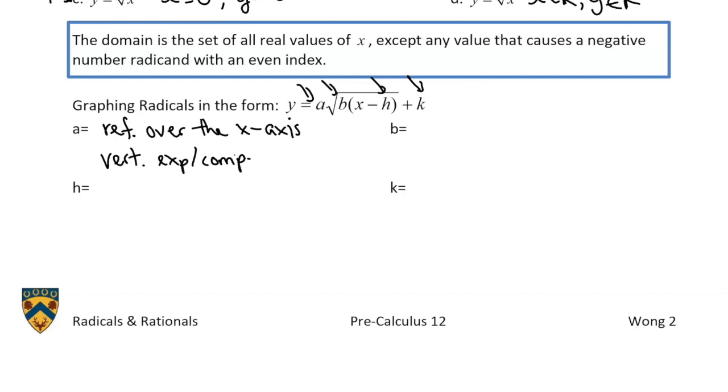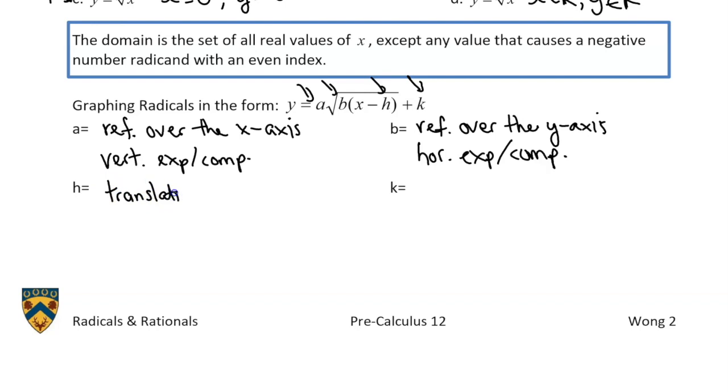Let's go to the b value next. The b value would tell us what's happening if you have any sort of reflection over the y-axis. And then it would also tell us if we have some sort of horizontal expansion or compression. And that's because it's directly connected to the x. The h value is going to be our translation left and right. And then our k value is going to be our translation up and down. Hopefully that seems like review from some of our previous units.